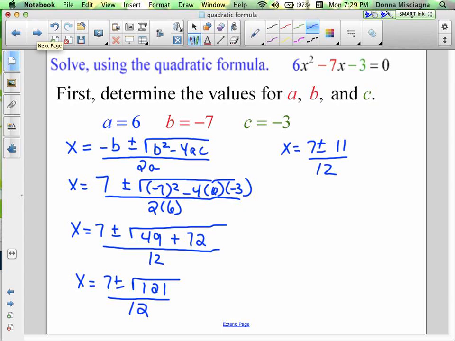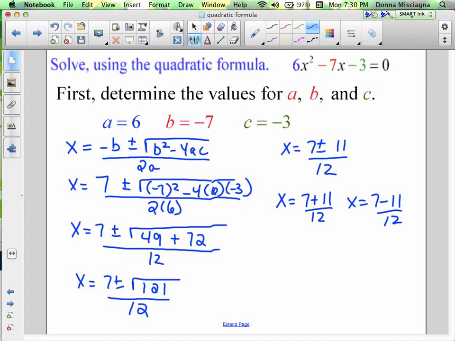We need to split this into the plus and the minus. So we have our two solutions: x equals 7 plus 11 divided by 12, and x equals 7 minus 11 divided by 12. And you always must split that. Now, if this could be simplified no further, like say I had 7 plus or minus the square root of 11, that would be fine. But I can simplify 7 plus or minus 11 further.